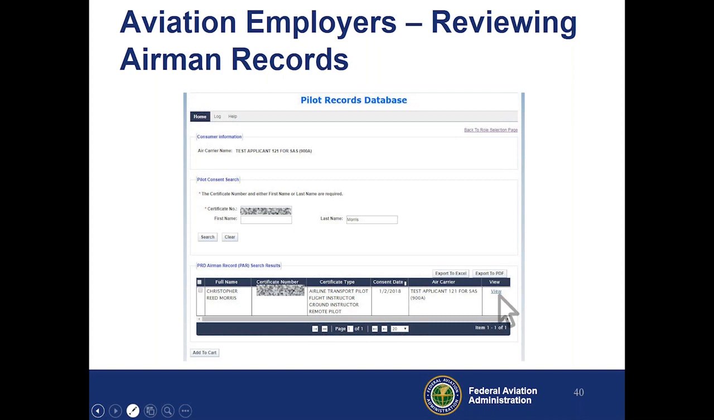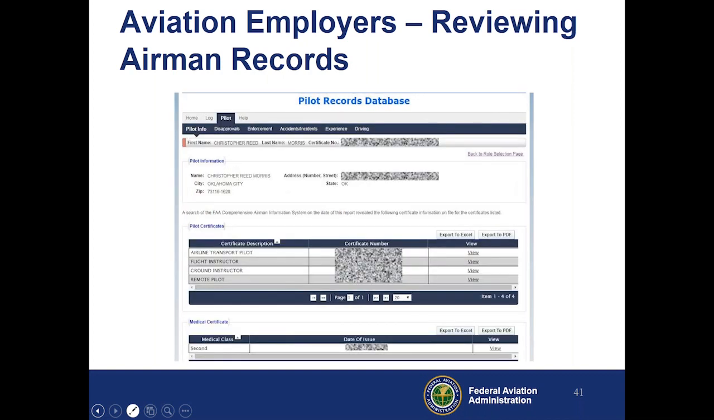So you'll notice that as soon as it comes up in the search results, there is a view button on the right-hand side. And if I click that, you basically get the same view that the pilot had. It's the same screen, same little opening screen with their airman's address and certificates and medical information. And it has a lot of the same menu bars across the top, disapprovals and enforcement and those sorts of things. So you can just browse through the airman's record as it was captured, right, at the moment of consent.